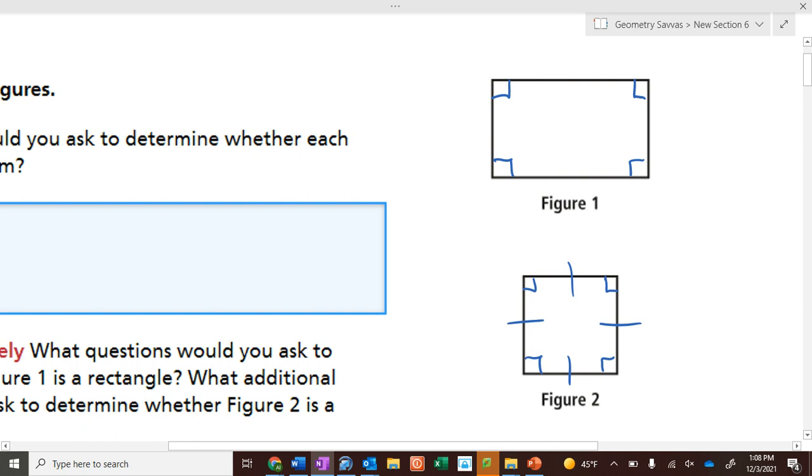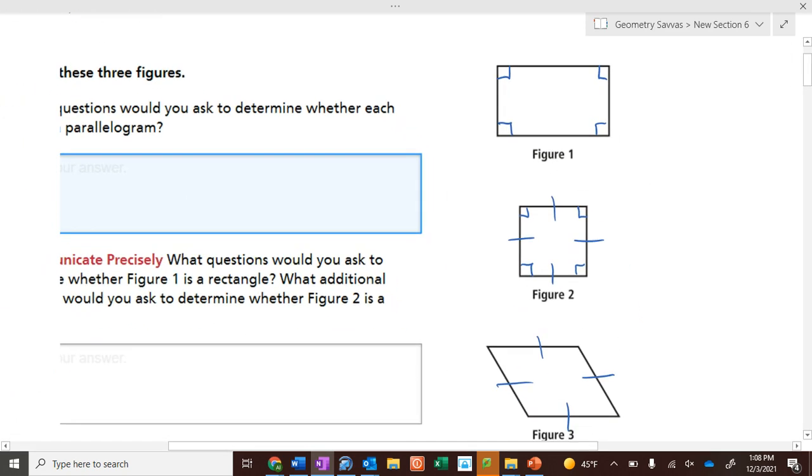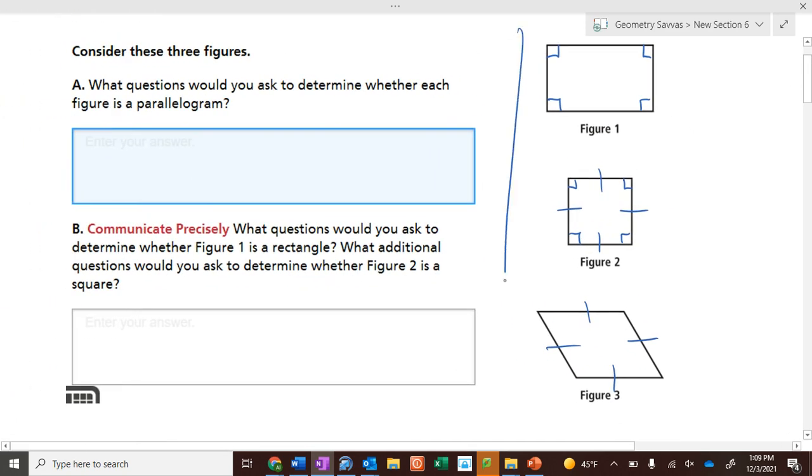Are all rectangles squares? No. But are all squares rectangles? Yes. Are all rhombuses squares? No. But are all squares rhombuses? Yes. And the thing about these three shapes is they're all parallelograms.